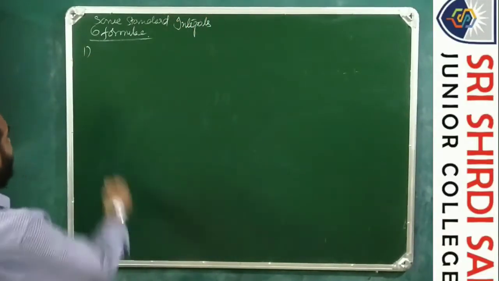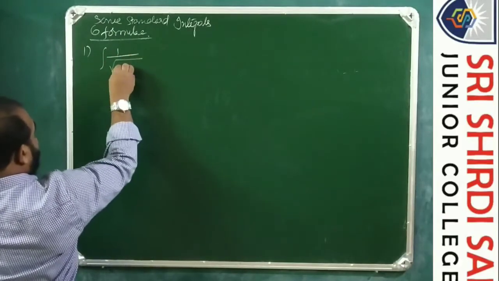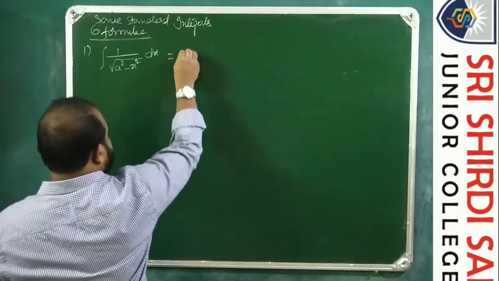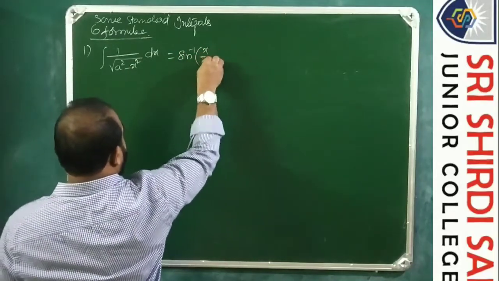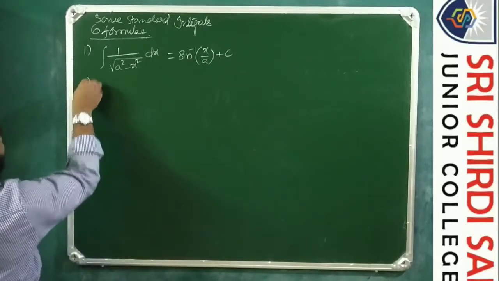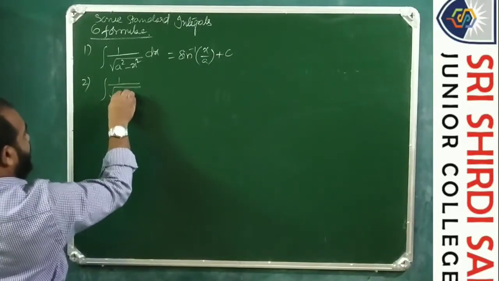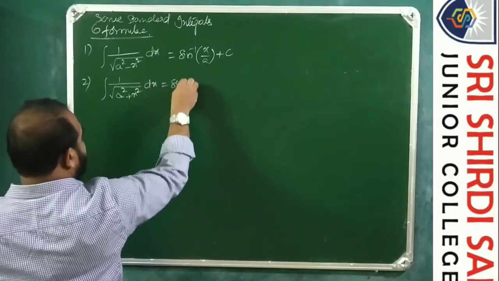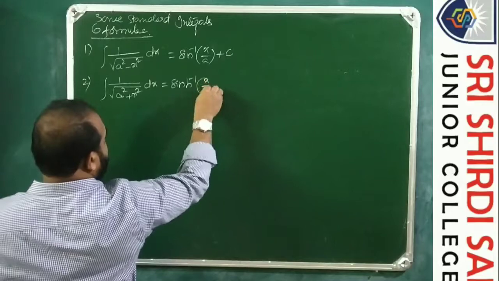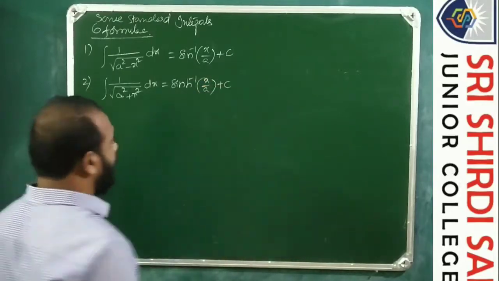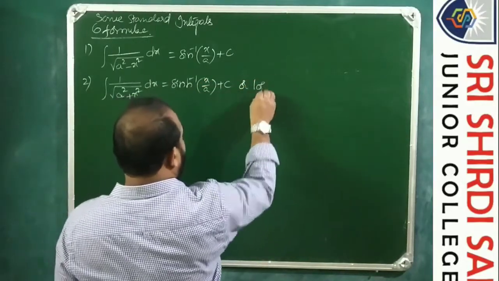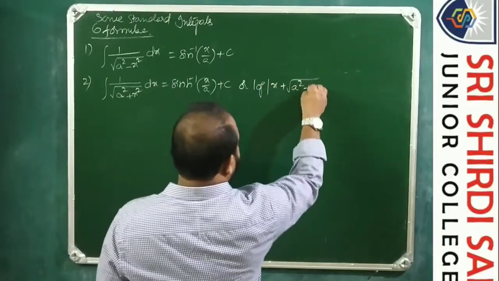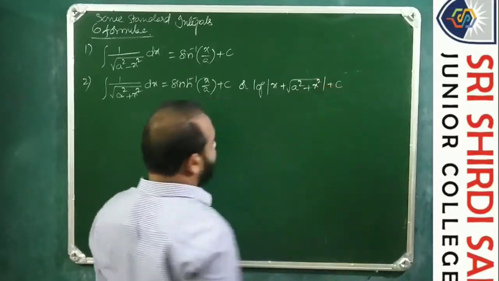So first, integral 1 by root of a square minus x square dx is equal to sin inverse x by a plus c. Integral 1 by root of a square plus x square dx is sinh inverse x by a plus c, or log modulus of x plus square root of a square plus x square plus constant of integration c.